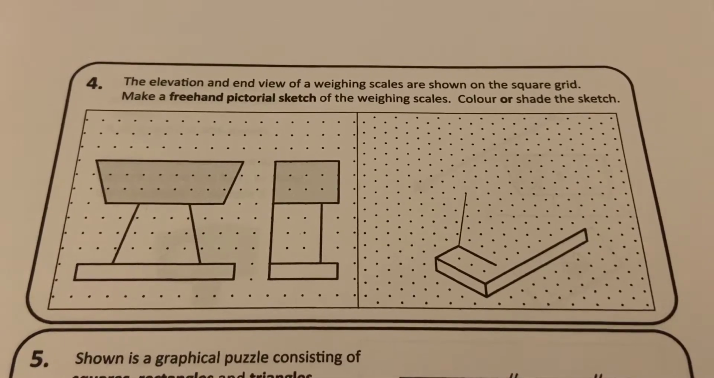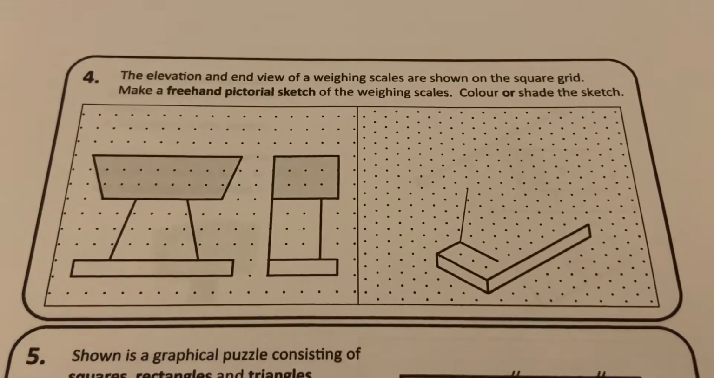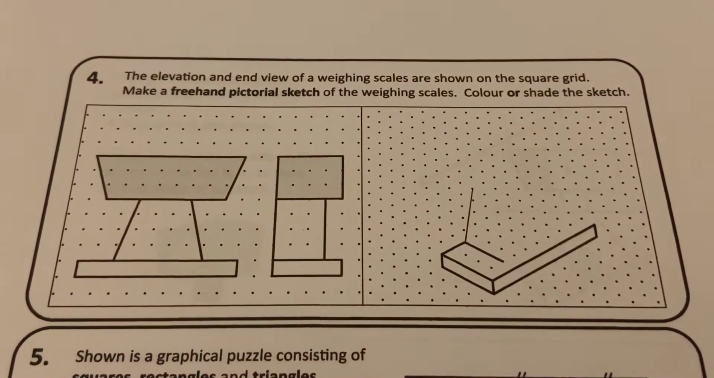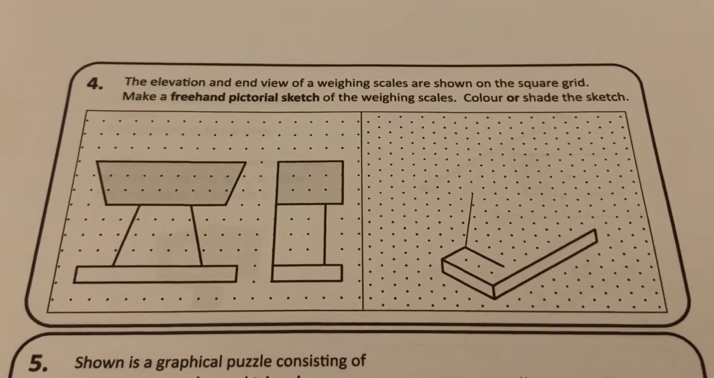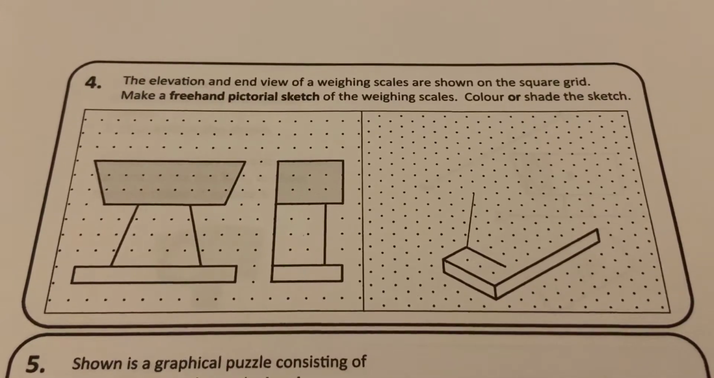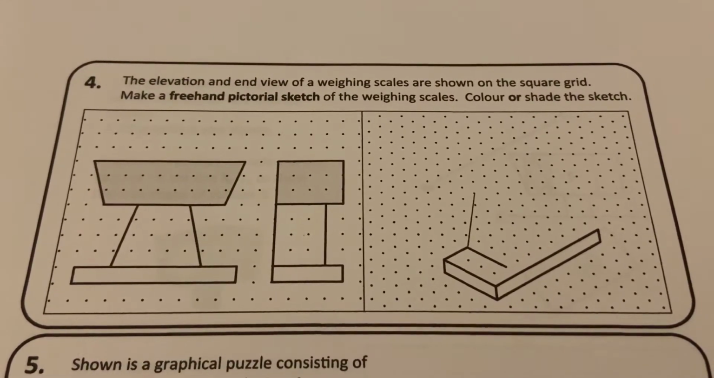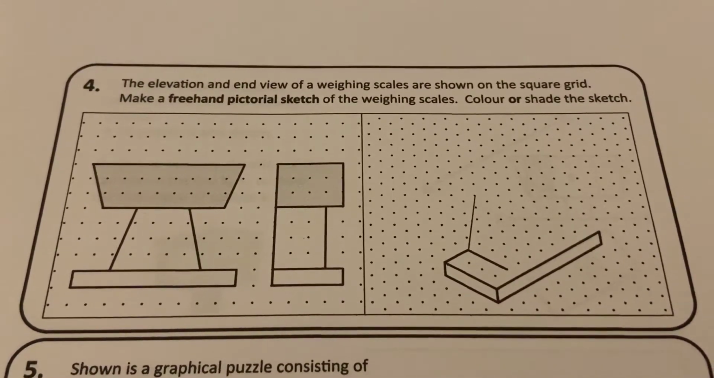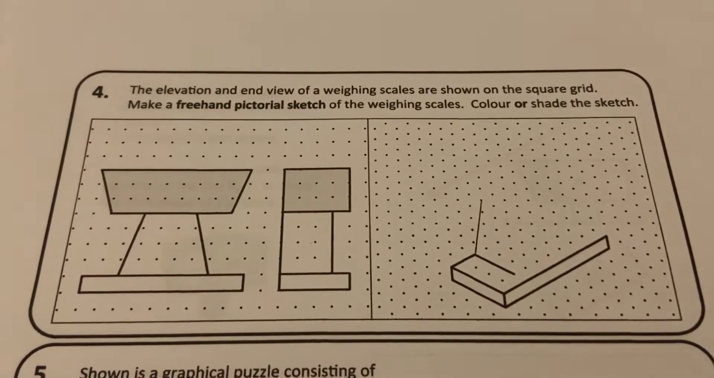Now, it is very important when you're doing this that it is a freehand pictorial sketch. If there is any evidence of a ruler being used in this, the question is no longer marked out of 12, it's marked out of 6. So if there's any evidence of a ruler being used or a set square being used to solve this question, you will lose half the marks for it straight away. So we have to use the grid to produce an accurate sketch of the weighing scales.